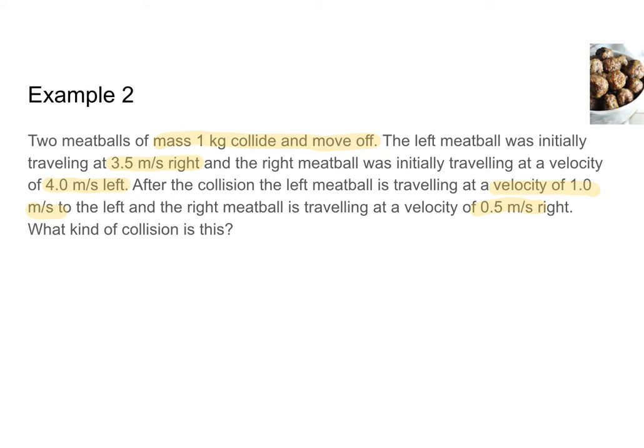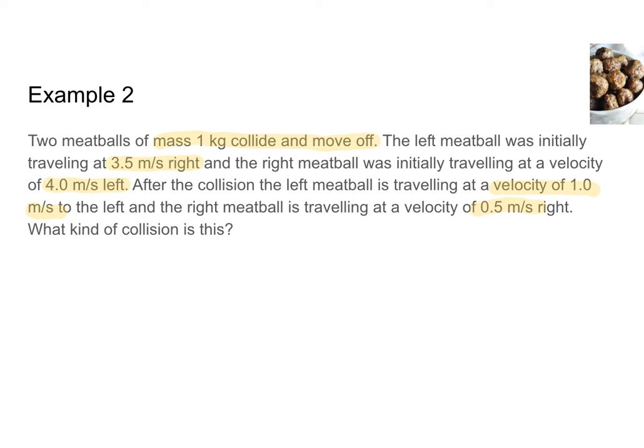So to figure this out, first of all, we know it's not a perfectly inelastic collision, and it's probably not an explosion because we don't have two objects at rest that are moving apart from each other after. We know it's not perfectly inelastic because they don't stick together. So that means we either have an elastic collision or a regular, imperfect inelastic collision.